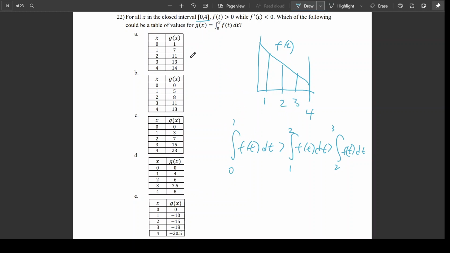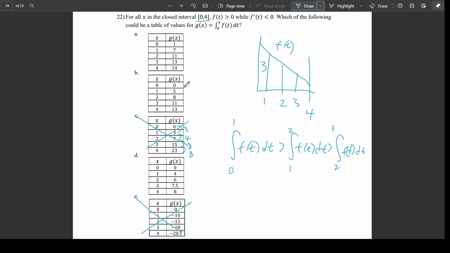So I'm going to see which of these tables meets that condition. First of all, I can eliminate this one right off the bat because it has negative numbers in here, and that's not going to fly. Next, I can eliminate C because I'm increasing by 3, so this area is 3. Then from 1 to 2, it went up by 4. Here it's going up by 8, and then here it's going up by 8 again. So it's going up by more and more, which is obviously not right because we want the area to be increasing, but increasing by less.